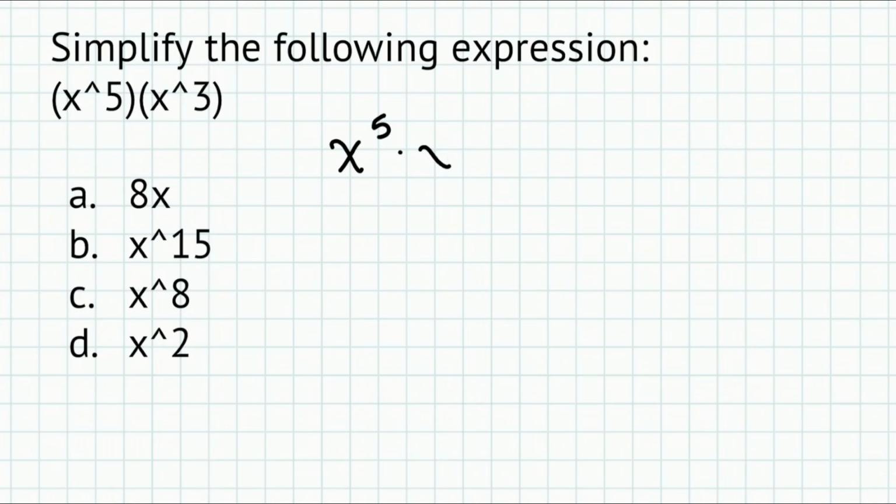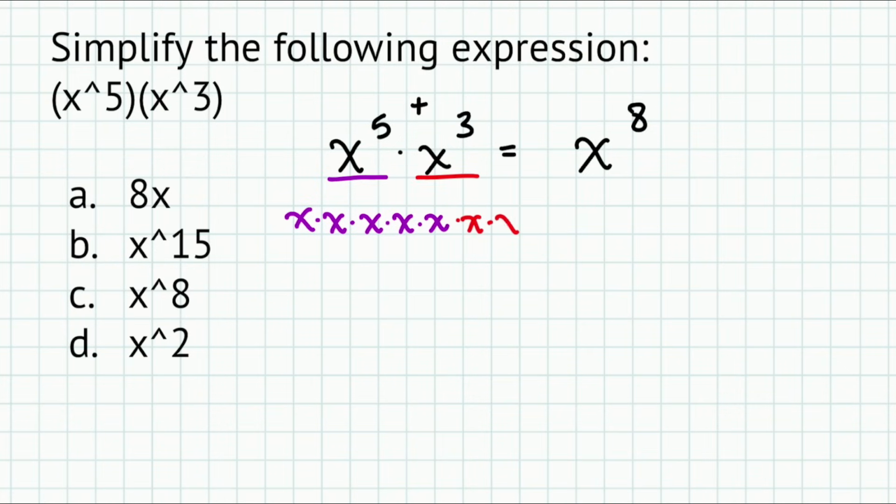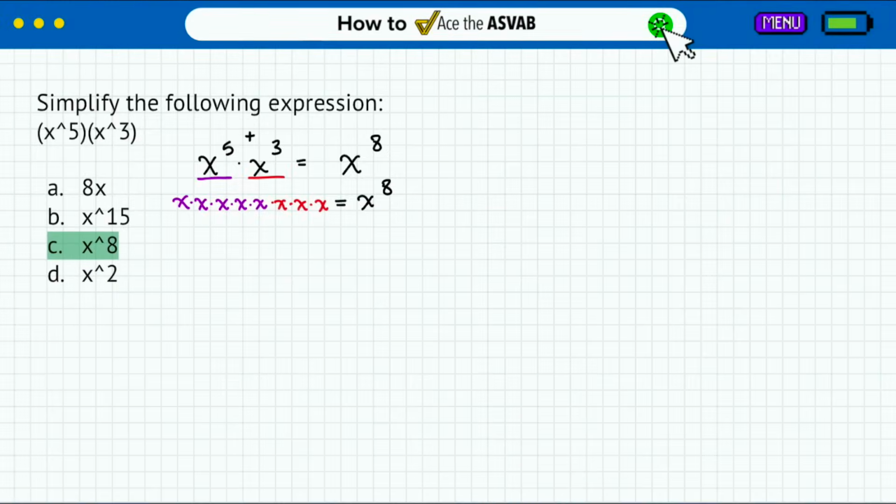x to the power of 5 multiplied by x to the power of 3 is just going to be x to the power of 8. That's what you do when you have multiplication of powers. You just add those exponents. If you need a brief explanation of why that works, x to the power of 5 is 5 x's multiplied together. x to the power of 3 is 3 x's multiplied together. How many x's are being multiplied together? 8. So the shorthand way to write that is x to the power of 8. And that's why C, x to the power of 8, is the correct answer.